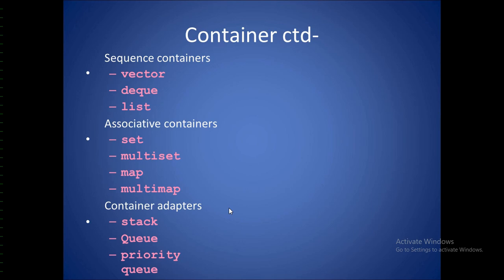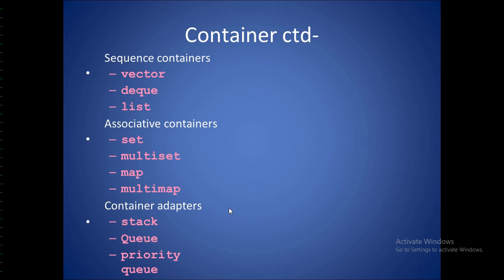Sequential containers have three types: vector, deque, and list. What about vector? Vector is a dynamic array, allows insertion and deletion at the back, and permits direct access to any element. What about deque? A double-ended queue allows insertion and deletion at both ends and again permits direct access to any element. List is a bidirectional linear list, which allows insertion and deletion anywhere.